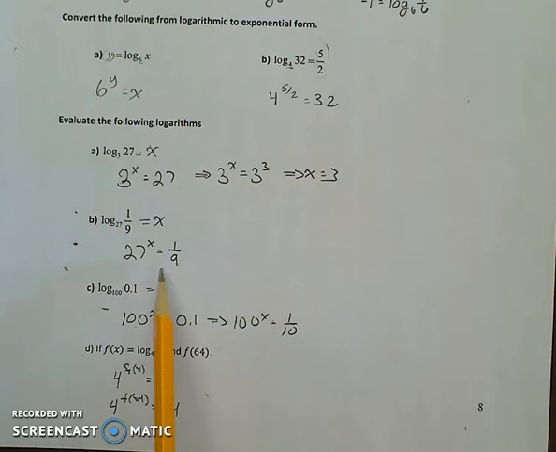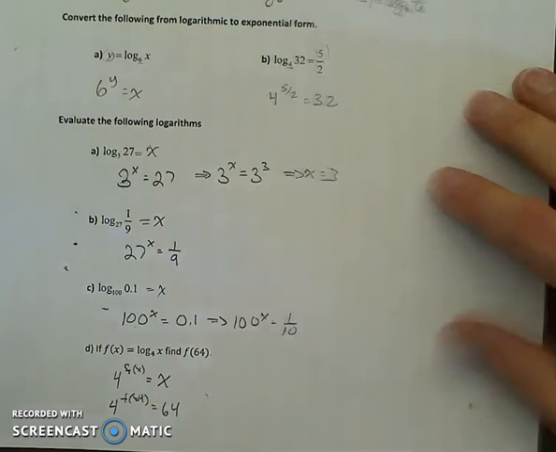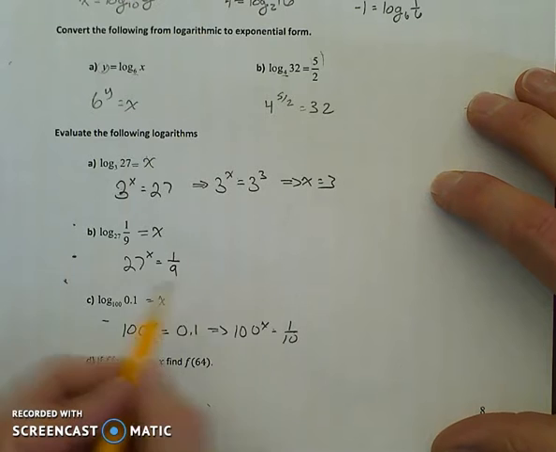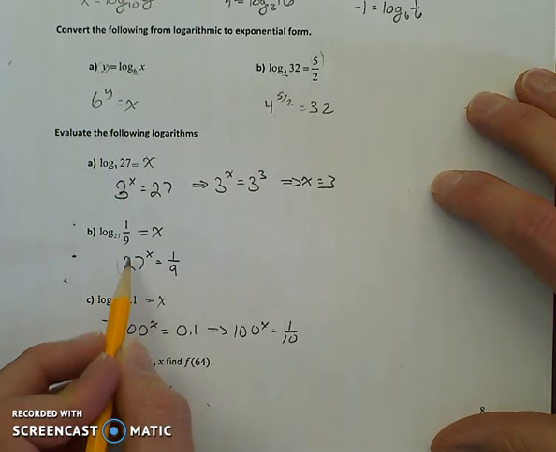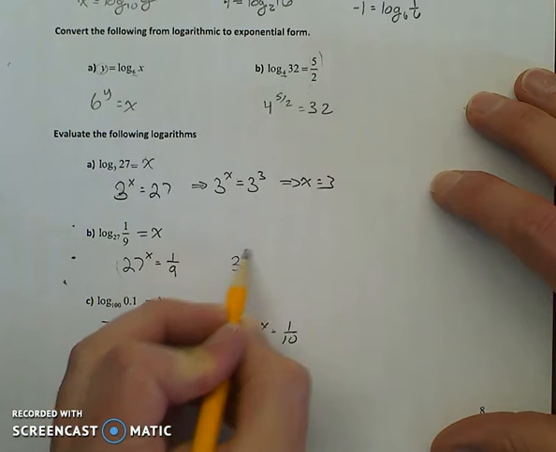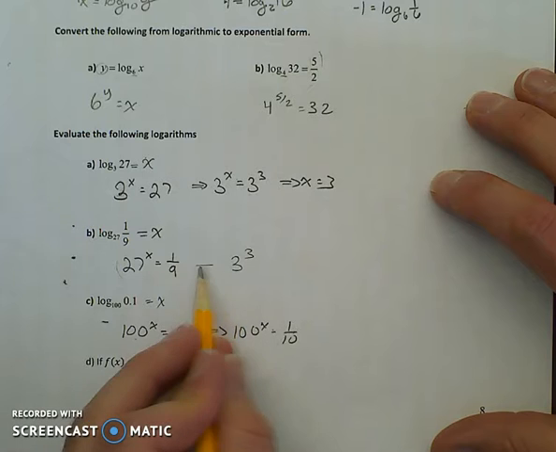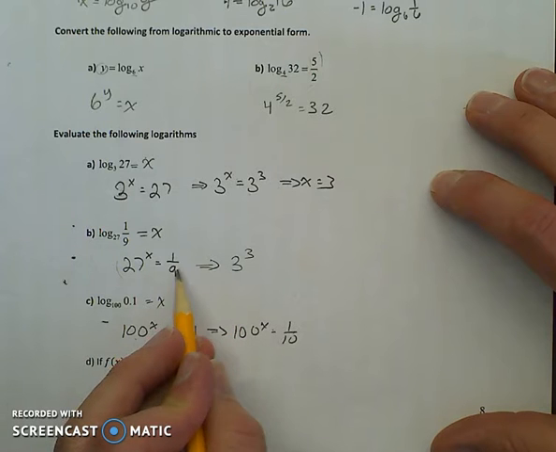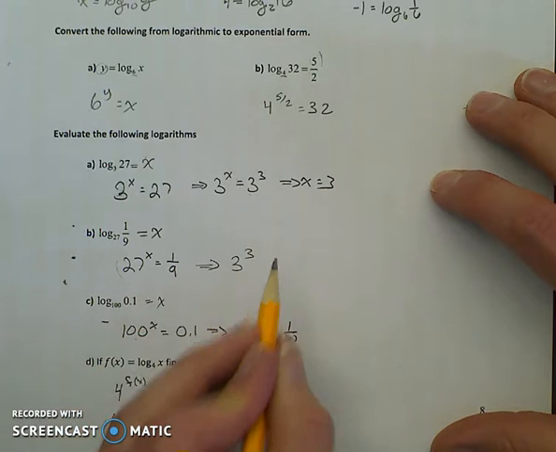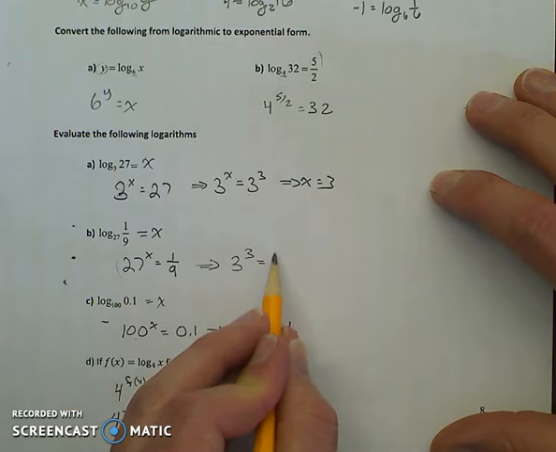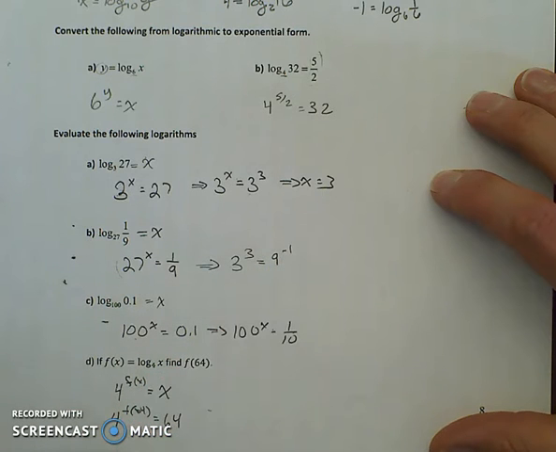In this one, this is a little more difficult. 27 to the x equals 1 over 9. Well, with this, what can we make 27? We can make 27 3 cubed. We already figured that out there. How do I bring the 9 back up to the numerator? Well, make it a negative exponent. So that really equals 9 to the negative 1.